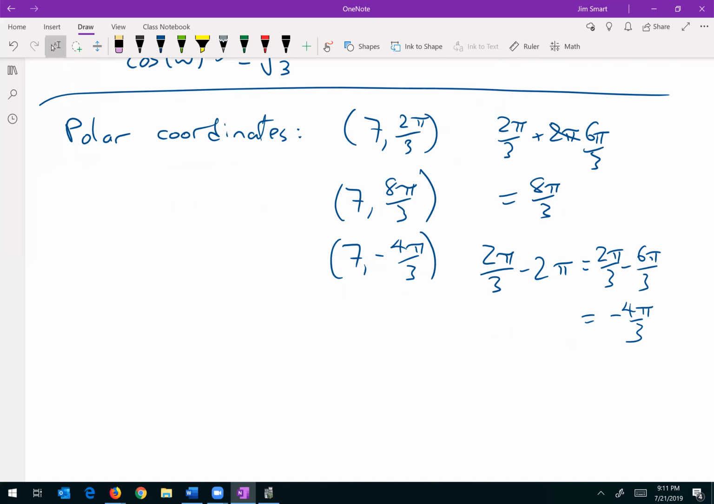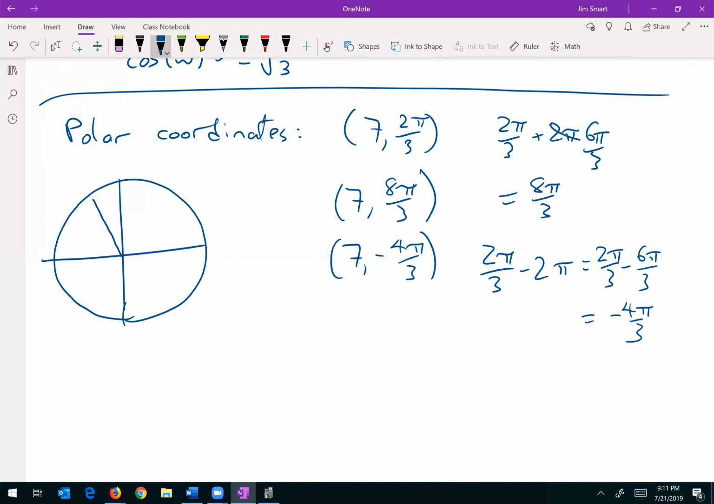Now, it's also the case that if you go half a circle away... let me draw a picture of roughly where this is. 2 pi over 3 is in the second quadrant. It's the equivalent of 120 degrees, so it'd be more towards the y-axis than the x-axis. Let's say that is 7 comma 2 pi over 3. 7, 8 pi over 3 is just going one more rotation around, but you still end up on the same line, and the 7 tells you your distance from the origin. And the negative 4 pi over 3 is just going backwards one full rotation.